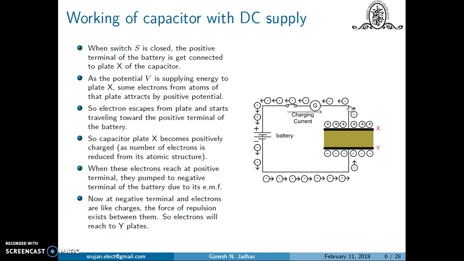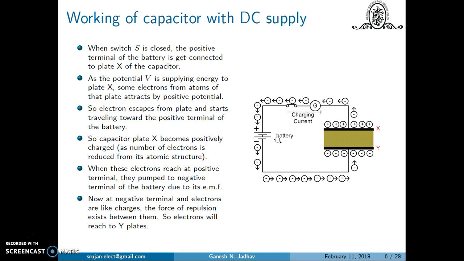As soon as electrons escape from this conducting plate, the number of electrons becomes less than the number of protons, so the protons are greater than the electrons, and hence this plate becomes positively charged. Electrons drift from the battery towards the other plate of the capacitor. Hence the number of electrons at this Y plate starts adding, so the electrons become greater than the protons, and it becomes negatively charged.